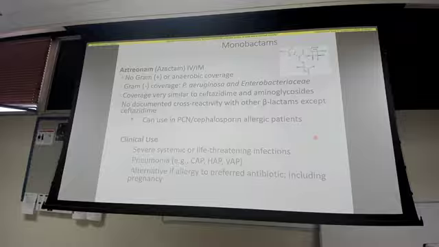So don't just say, oh, well, it's an allergy to penicillin, that must mean that I can use my aztreonam. That's not what that means, because if my bug is a gram-positive bug, it's still not going to work.